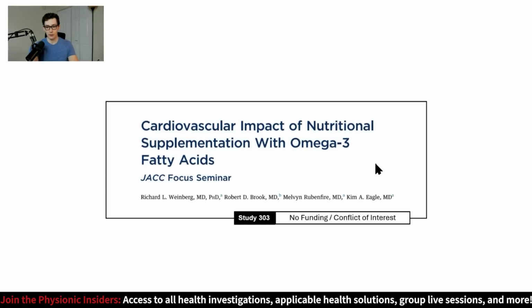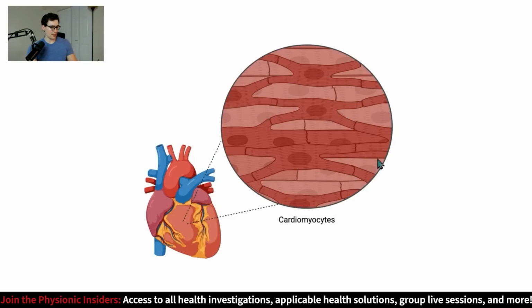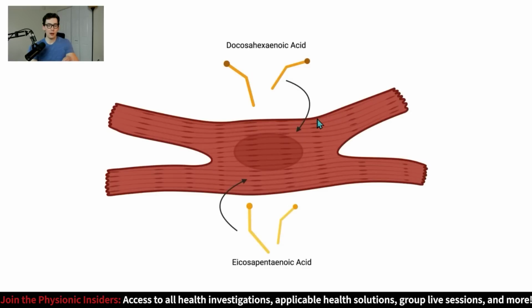Okay, so let's zoom in here. Let's zoom into our cardiomyocytes, which are these heart cells, heart muscle cells. And we're going to see what happens to the cardiomyocytes when we supplement, or at least mechanistically understand what happens when we supplement with omega-3s. So there are actually more than these two versions of omega-3s, but these are the big two that we often discuss. So docosahexaenoic acid and eicosapentaenoic acid. They're also abbreviated as DHA for the docosahexaenoic and EPA for the eicosapentaenoic acid.